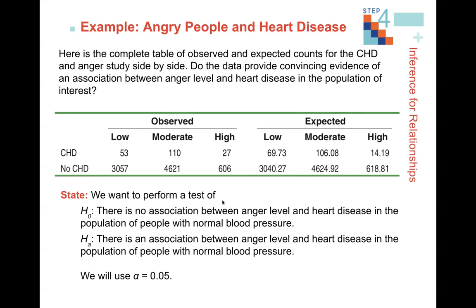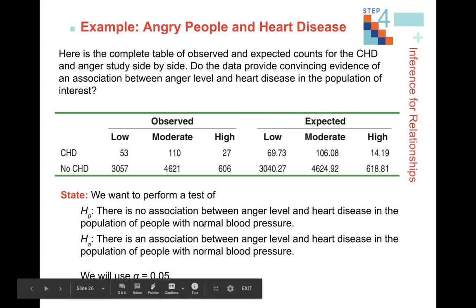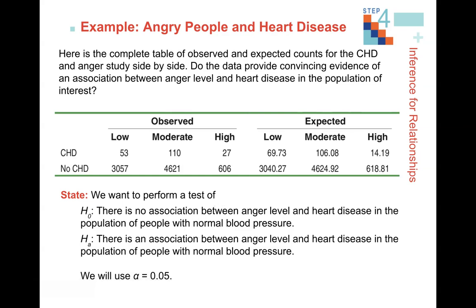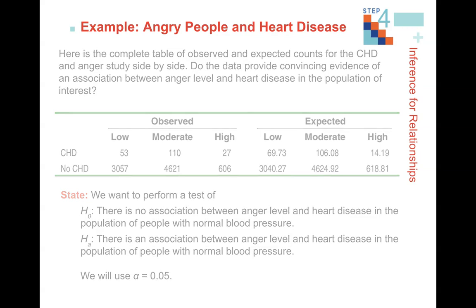So we want to perform a test of no association versus there is an association. Do you have to define any parameters? No, you don't, because you're not using p or mu or anything like that. So we'll use an alpha level of 0.05. So there's your state. Plan: if conditions are met, we will perform a chi-square test, right?